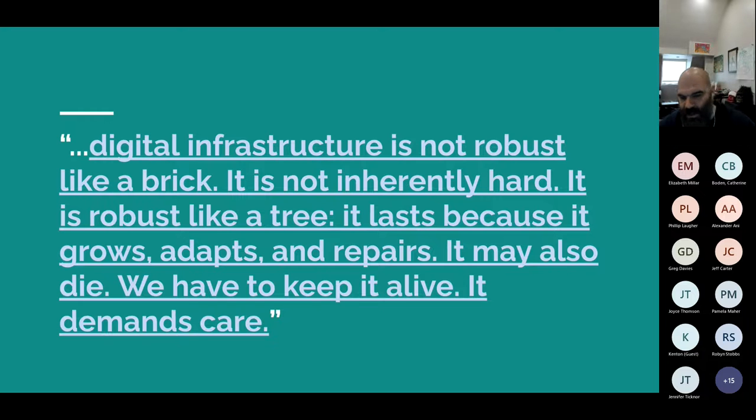So if you think about digital preservation, it's exactly like this. How do we keep it alive and how do we take care of it? Which I don't think we did before. We were really bad at taking care of it. And the way that we're moving forward with it, if it works, it works. If not, we'll figure out a way to adapt.